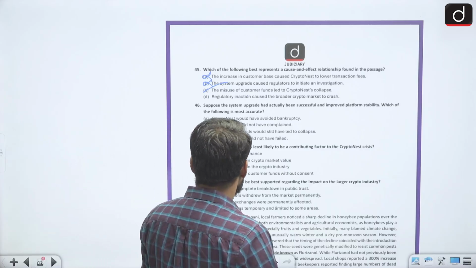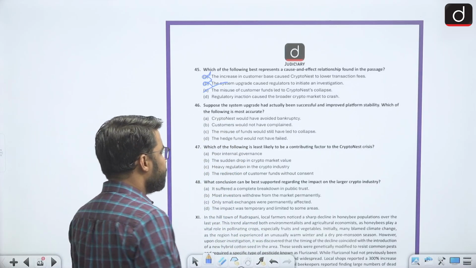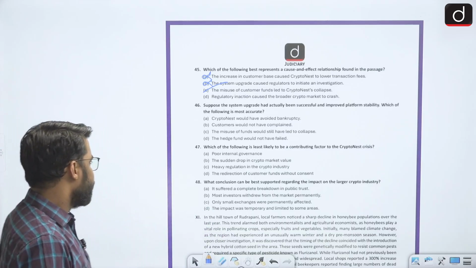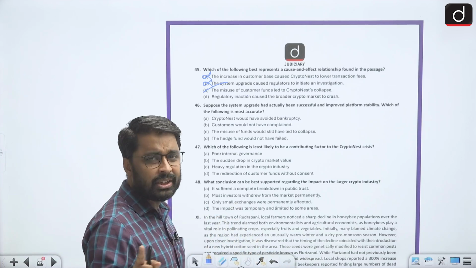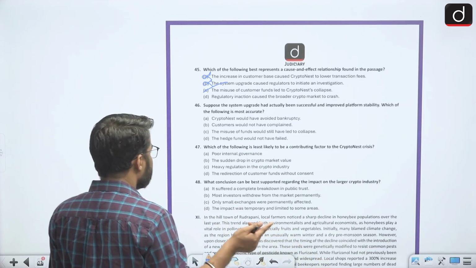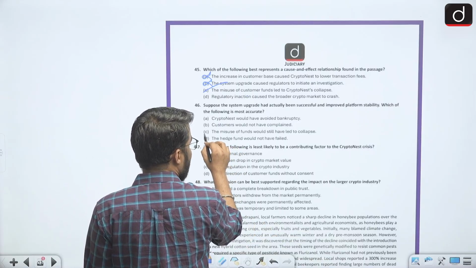Next one, suppose the system upgrade had actually been successful and improved platform stability. Which one of the following is most accurate? Cryptonest would have avoided bankruptcy. See, the reason for bankruptcy was not technical glitches. It was misuse of funds, right? So customers would not have complained. The misuse of funds would still have led to a collapse.